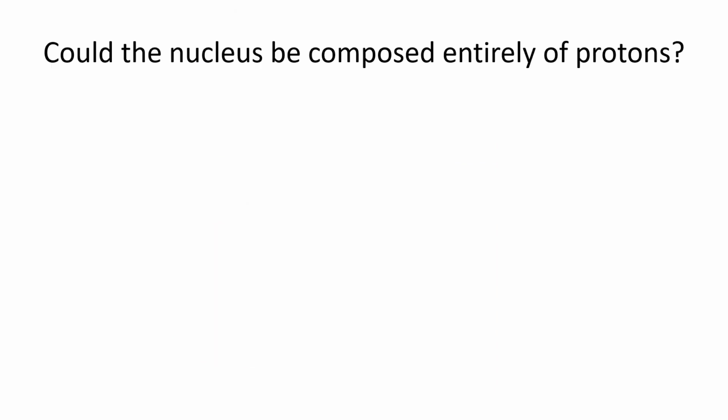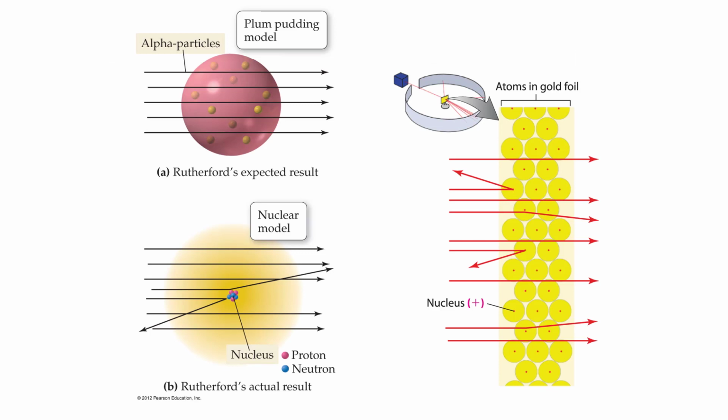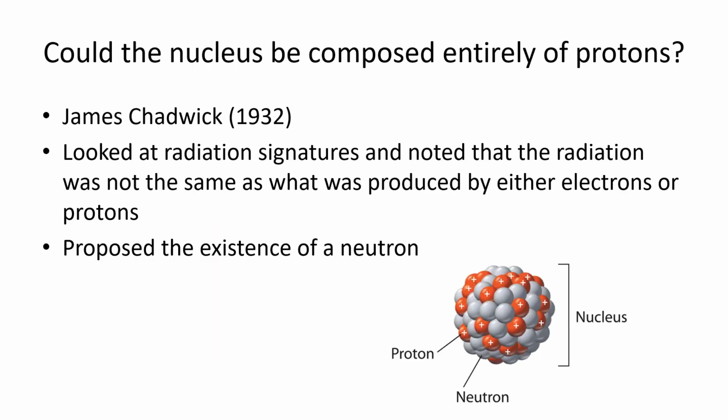All right, but then there's the question of, could the nucleus be composed entirely of protons? If we look back here at this model again, your nucleus is in the middle. If it were entirely made up of protons, if you put two positive things next to each other, what happens? They repel, and they repel strongly. So we went forward to James Chadwick, and he proposed that there has to be something that is holding these positive charges together.